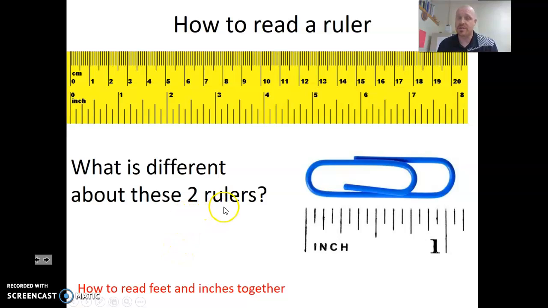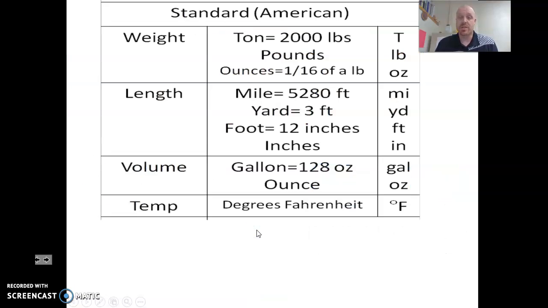We use fractions in standard, but in the metric system, we use decimals, which is a lot easier to read, convert, and to measure with. So in science, we typically just stay with the metric system. The American system is called the standard unit of measurement. It's used just in America, and it has all these random different sizes.